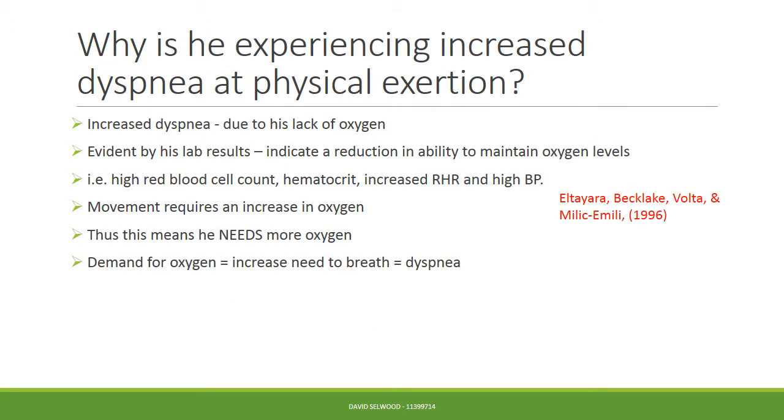John is experiencing increased dyspnea due to the lack of oxygen. This is evident by his lab results indicating that he is struggling to maintain sufficient oxygen levels in his body, i.e. high red blood cell count, hematocrit, increased resting heart rate and high blood pressure. As he exercises, his muscles need that oxygen, and this will increase his need to intake oxygen. This translates to him having to breathe harder and with more force to try and get that air in.